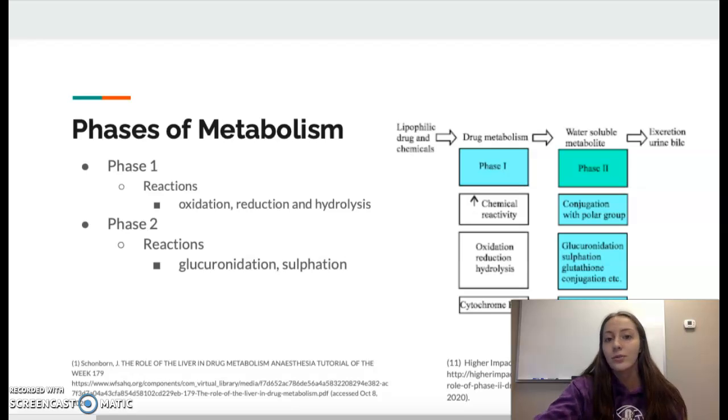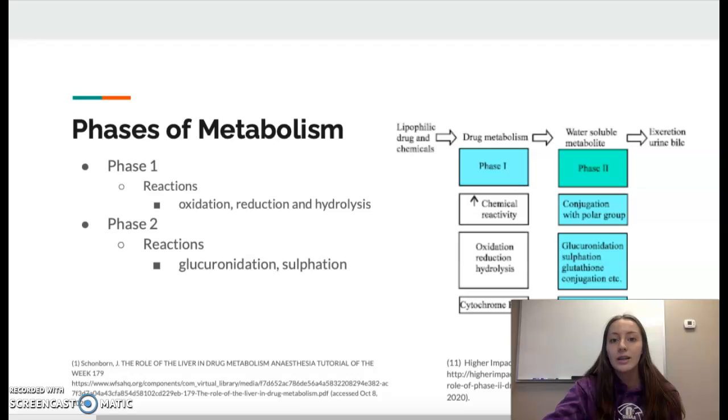So, there are two phases of metabolism. In the first phase, the reactions are oxidation, reduction, and hydrolysis. Oxidation is the most common reaction, while reduction takes place under anaerobic conditions, and what that means is that there is a presence of free oxygen. So hydrolysis is the final reaction of phase 1, and it is known for its so-called half-life.